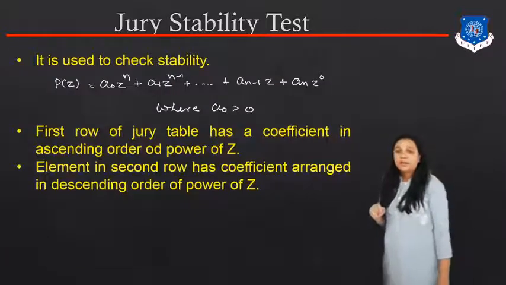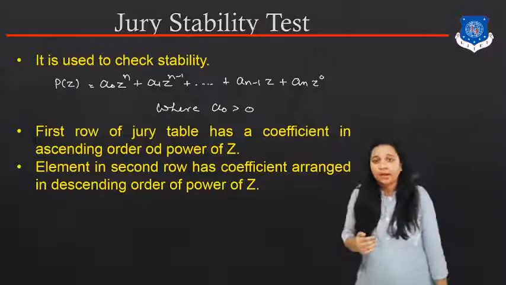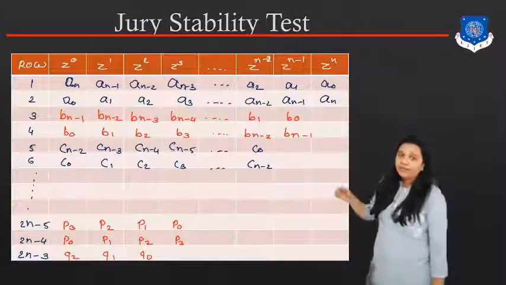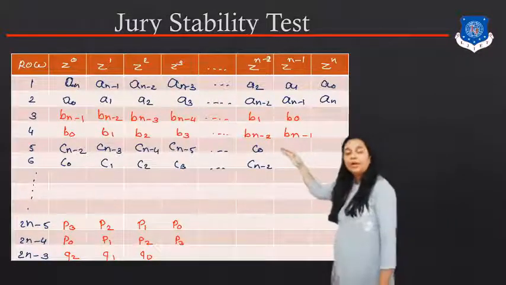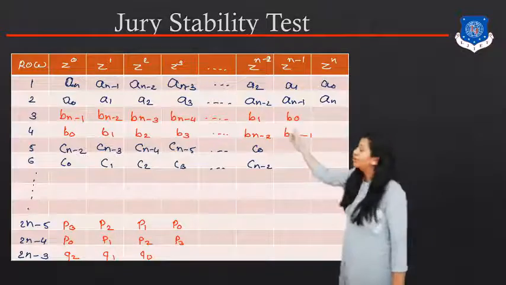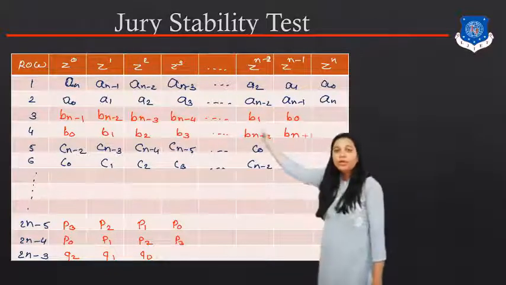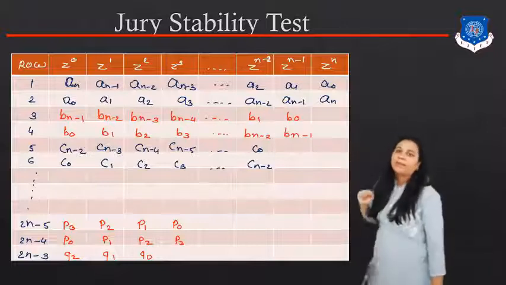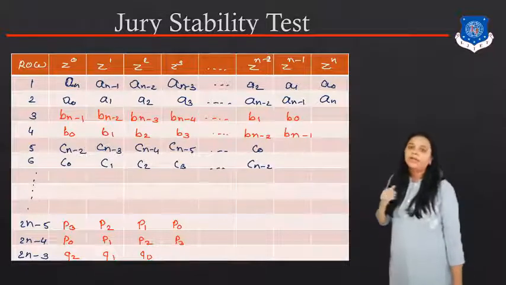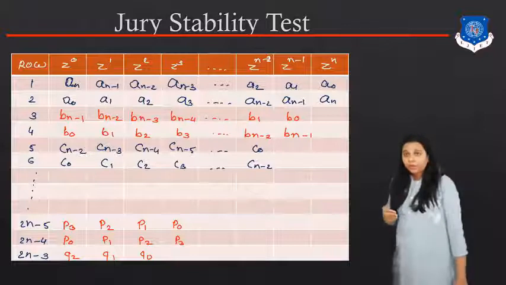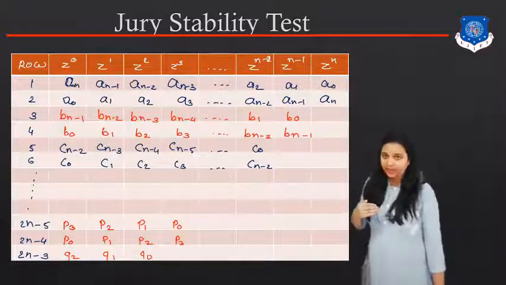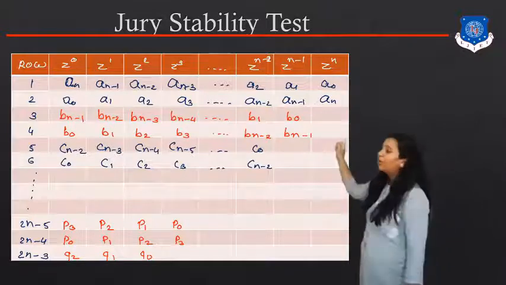Now, what is the second row? The elements in the second row have the coefficients arranged in descending order of the power of z. So simply we have to write in descending order of the power of z, starting from an, an minus 1, an minus 2 up to a2, a1 and a0. Now, the third row we have to find using the first and second rows, and the answer will be put in row number 3.